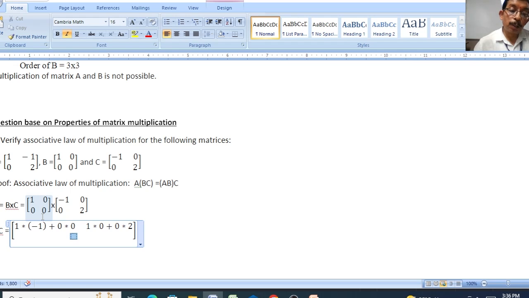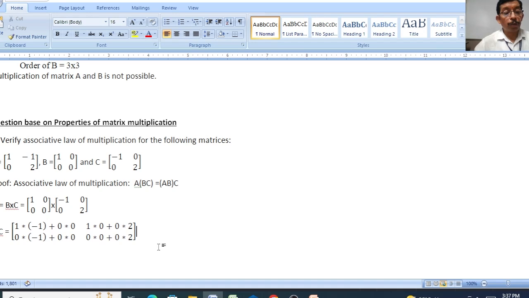First we start the second row, first column multiplication: 0 is multiplied by minus 1, and the second element 0 is multiplied by the second element of the first column, which is 0. The second row multiplication by the first column is complete. Now the second row is multiplied by the second column: 0 multiplied by 0, and the second element 0 multiplied by 2. Then the multiplication of each row with each column is complete.